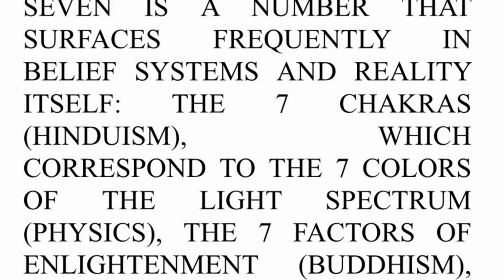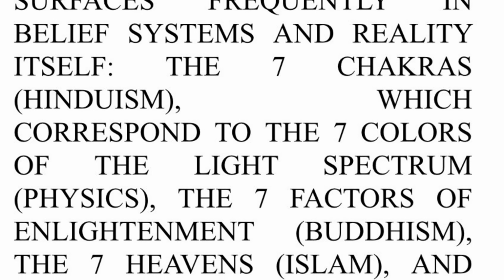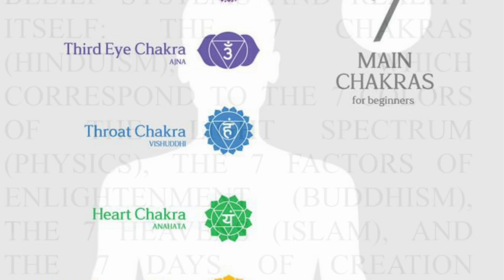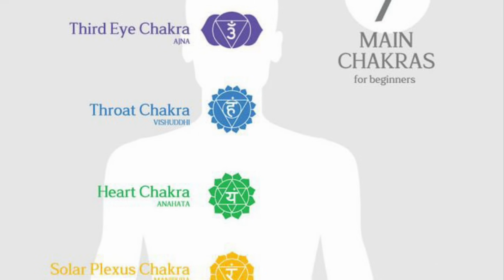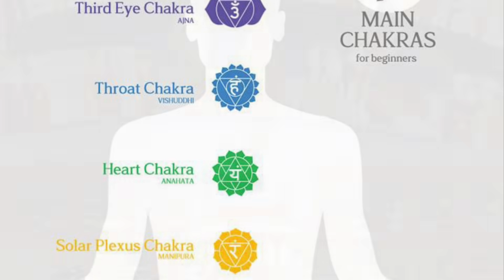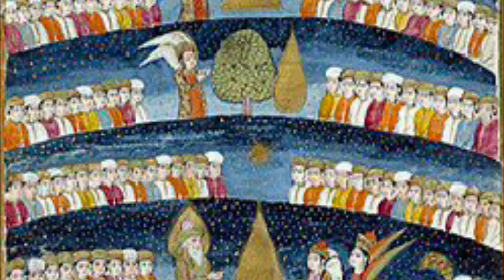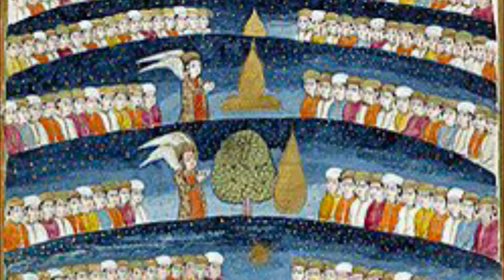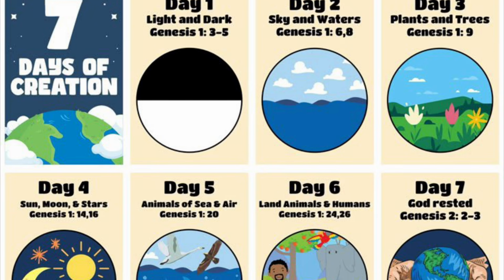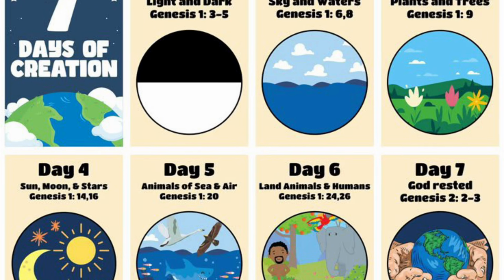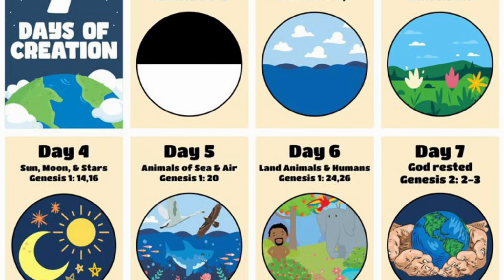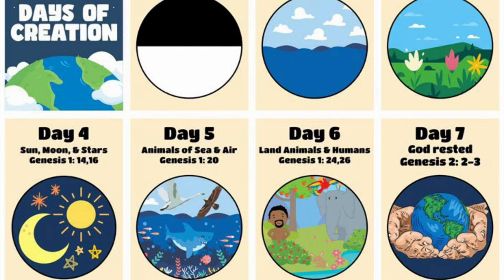7 is a number that surfaces frequently in belief systems and reality itself. The 7 chakras of Hinduism, which correspond to the 7 colors of the light spectrum in physics, the 7 factors of enlightenment in Buddhism, the 7 heavens in Islam, and the 7 days of creation in Christianity and Judaism. These can be interpreted as corresponding to the 7-dimensional structure of the conceivable universe.